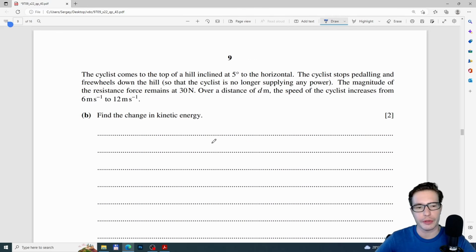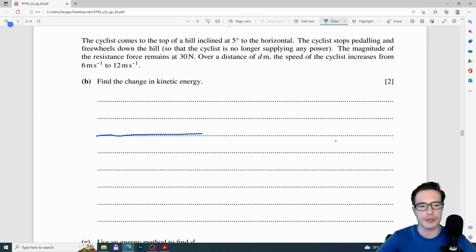Okay, now next question. The cyclist comes to a hill. The angle is 5 degrees. Then over the distance d, the speed changes from 6 meters per second to 12. And there is still the force of resistance. But now the cyclist is not producing any power, so therefore no driving force. Okay, question 1 is to find the change in kinetic energy.